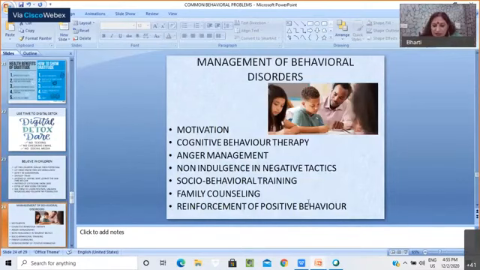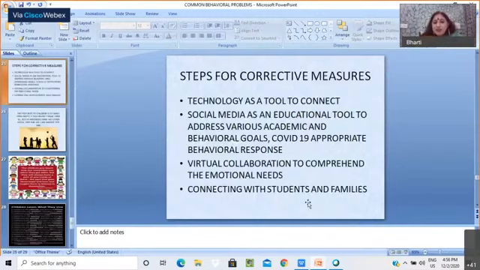So CBT, as you all are aware, cognitive behavior therapy, where we are giving certain goals to them, and we are asking them, and we are rewarding them based upon them. Anger management, non-indulgence in negative tactics, self-behavioral training, and as and when required, family counseling also, and reinforcement of positive behavior. As I said, complementing positive behavior has to be reinforced. The other things will follow by default. But it's very important. And steps for corrective measures when we talk about it.